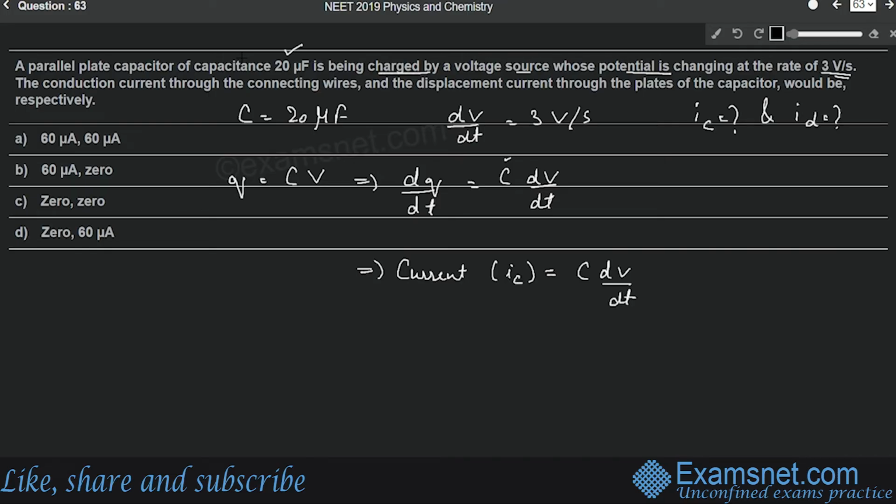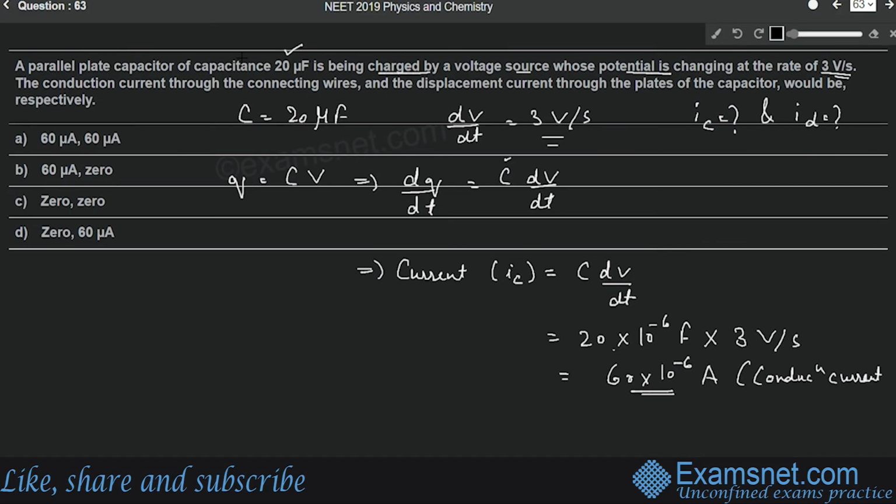Now what is the value of C? It is given as 20 microfarad, 20 into 10 to the power minus 6 farad. And dV by dt is given as 3 volt per second. So on solving this, we get 60 into 10 to the power minus 6, and the unit of current will be ampere. So this is the value of conduction current.